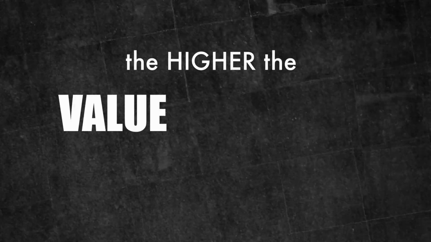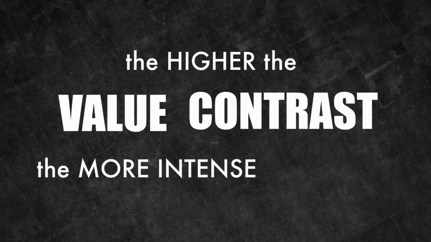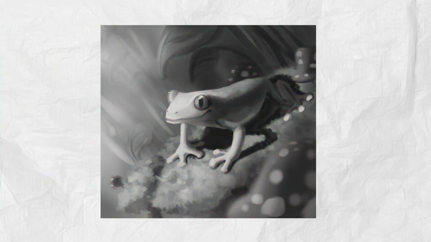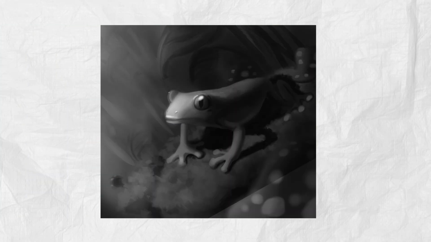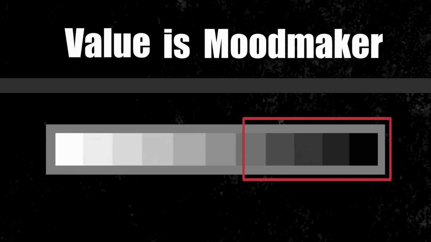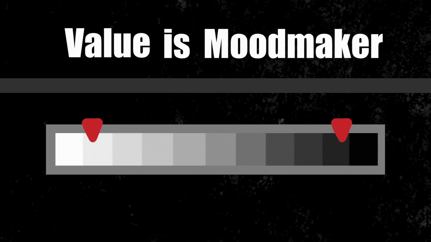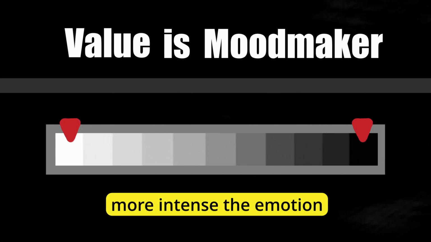Normally, the higher the value contrast, the more intense the emotion. It's useful in cases where you want to show emotions like fear, anger, or drama. When I adjusted this image, I increased both the amount of dark values and the value contrast in order to drive home the fear factor. So the key takeaway here is that value is your mood maker. Dark values are generally negative and light values are positive, and the higher the value contrast, the more intense the emotion. With that in mind, let's move on to the next point.